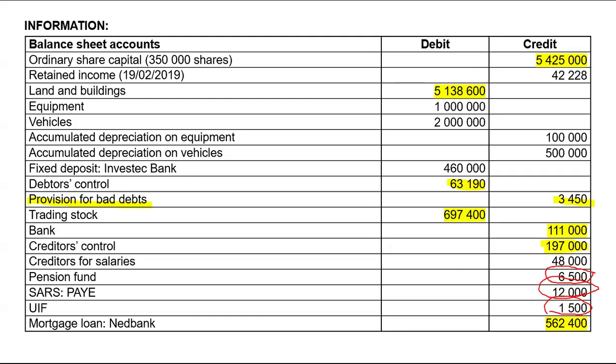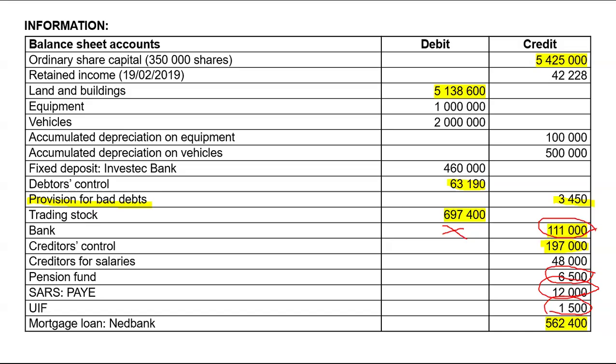When you look at your bank balance, it is not on the debit side. Instead, it is on the credit side. Interesting. The fact that your bank balance is on the credit side means that we have a bank overdraft. Now, your bank overdraft is a liability. It will be increased by money going out and decreased by money coming in.